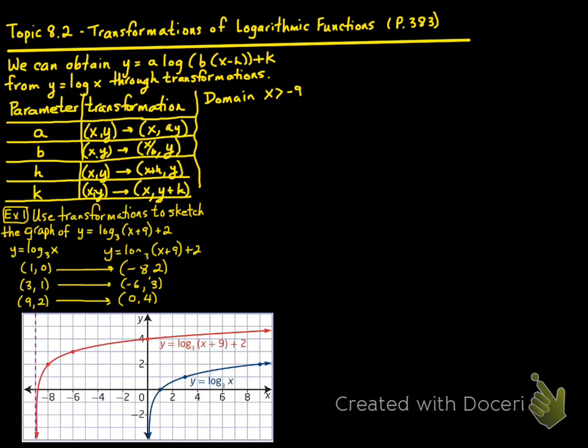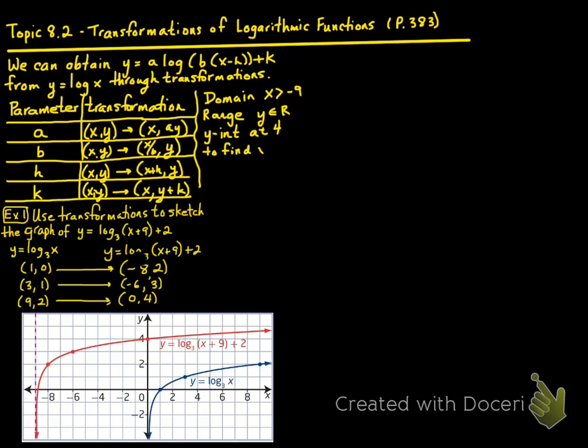Now when we look at the domain of our new graph, we're going to have x greater than negative 9, not equal to. There's going to be an asymptote at negative 9. For the range, y is going to be any real number. There's going to be a y-intercept at positive 4.